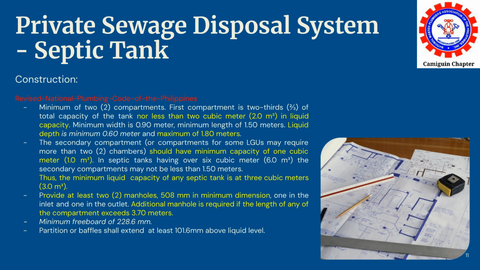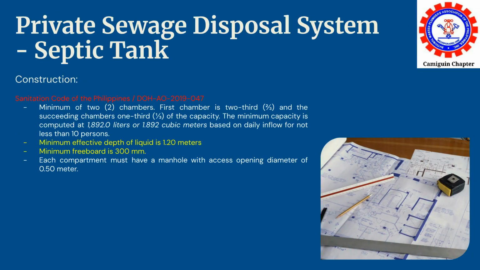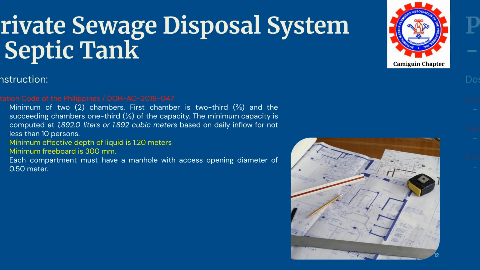The first compartment must be 2/3 of the capacity and no less than 2 cubic meters. Minimum liquid capacity for any tank is 3 cubic meters. The Sanitation Code also requires 2 chambers, with a minimum capacity of 1.892 cubic meters for up to 10 persons. The minimum effective liquid depth is 1.20 meters, and the minimum freeboard is 300 millimeters.